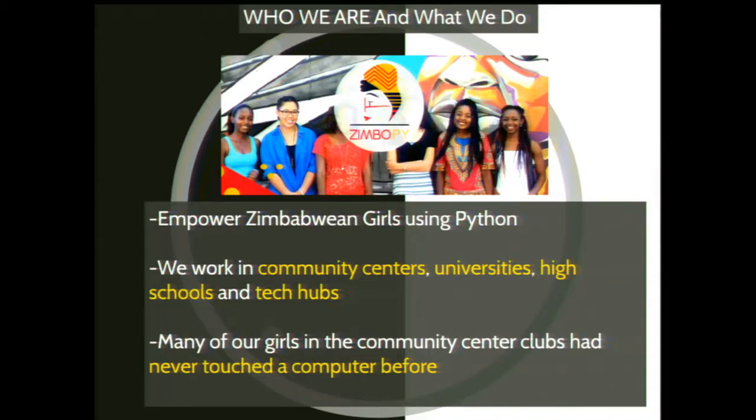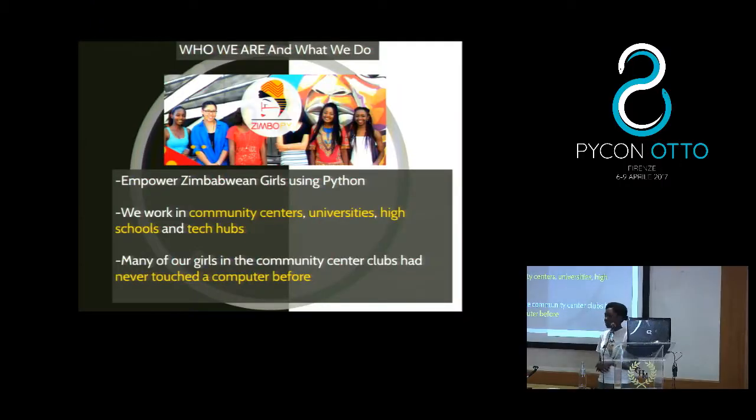Where do we work? We work in various locations: community centers, universities, high schools, and tech hubs. In all of these places, we teach girls Python programming, and we also teach them graphic design and various other things that we build as a community. On GitHub, we have a curriculum that's open source if you'd like to contribute to it. We first start with the Django Girls tutorial as a base for the girls to learn, and then we grow the curriculum from there.